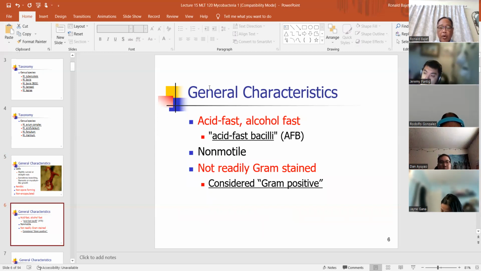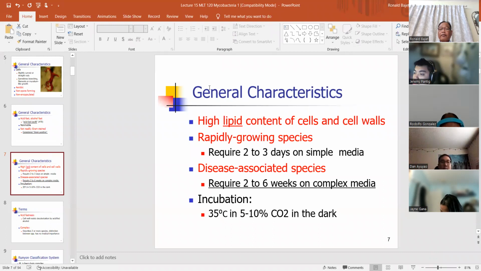These organisms are non-motile, not easily gram-stained, and they're considered gram-positive, but nobody would think to stain tuberculosis or M. kansasii or M. leprae or anything. These organisms have to be stained acid-fast because of the high lipid content in their cells and cell walls. That's why we have to use a special stain.